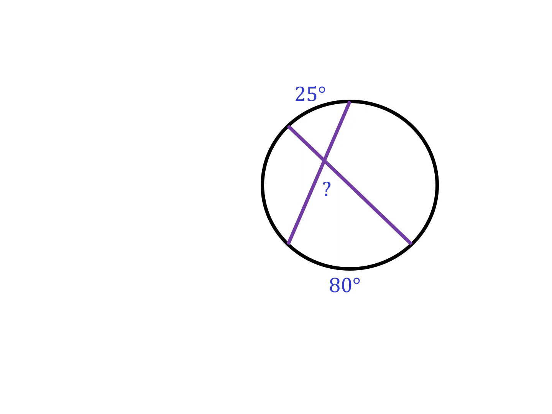It's called an angle inside the circle theorem, where it states that to find the angle inside, which is an intersection of the two chords, you are going to add the two intercepted arcs and divide the total by 2. So 80 plus 25 divided by 2 will give you 52.5 degrees. That means the unknown angle inside the circle is 52.5 degrees.